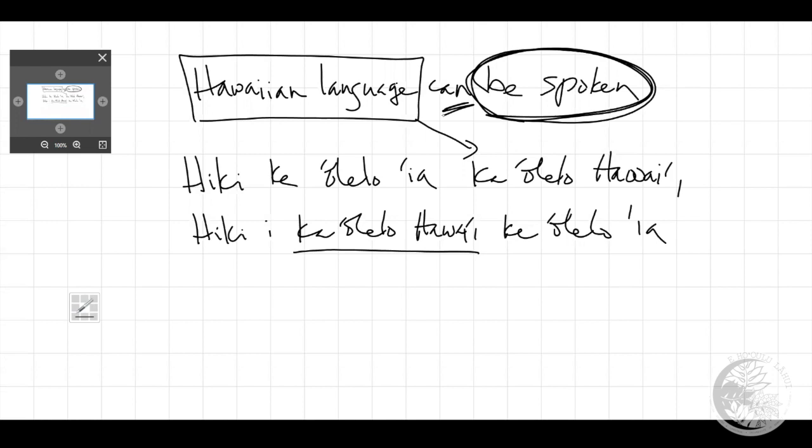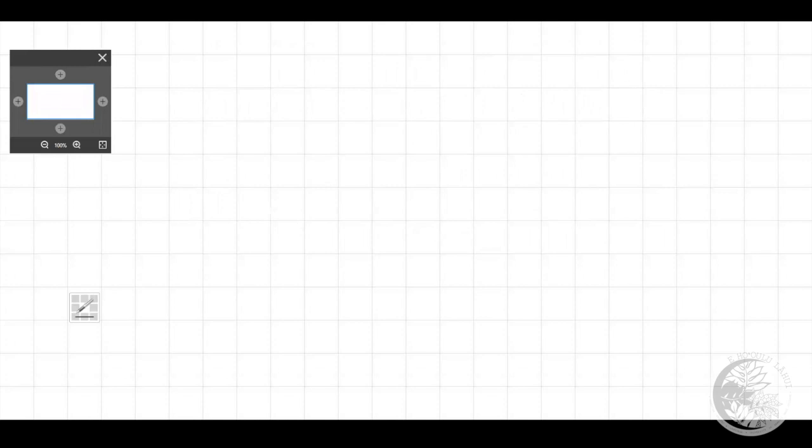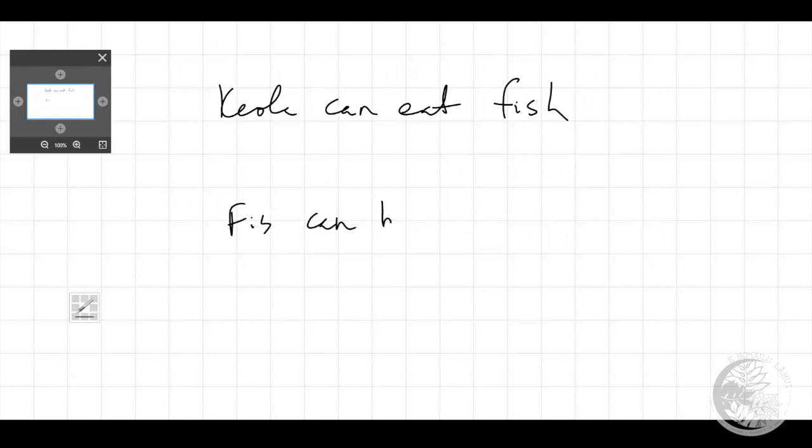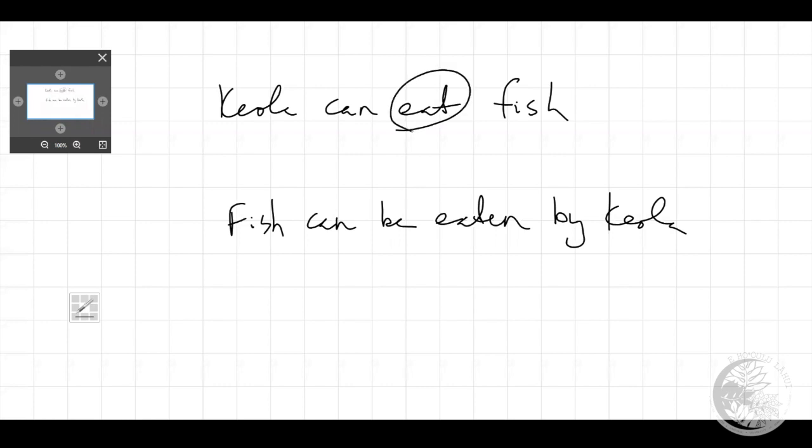let's look at some other examples, and we'll try two different ones. Maybe I'm going to say Keola can eat fish versus fish can be eaten by Keola. Now, if we look at these two here, we pay close attention. The first thing I always say to look at is look at the painu. What can happen? Can eat and can be eaten.